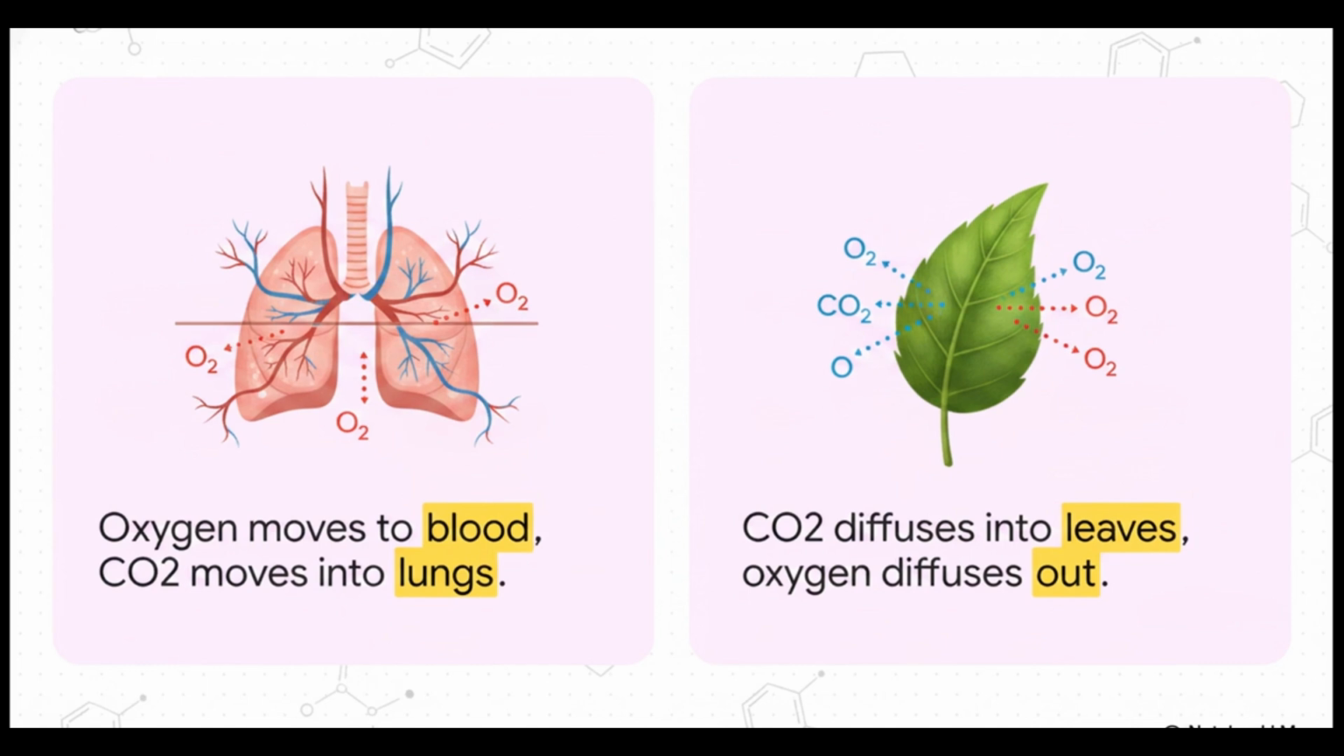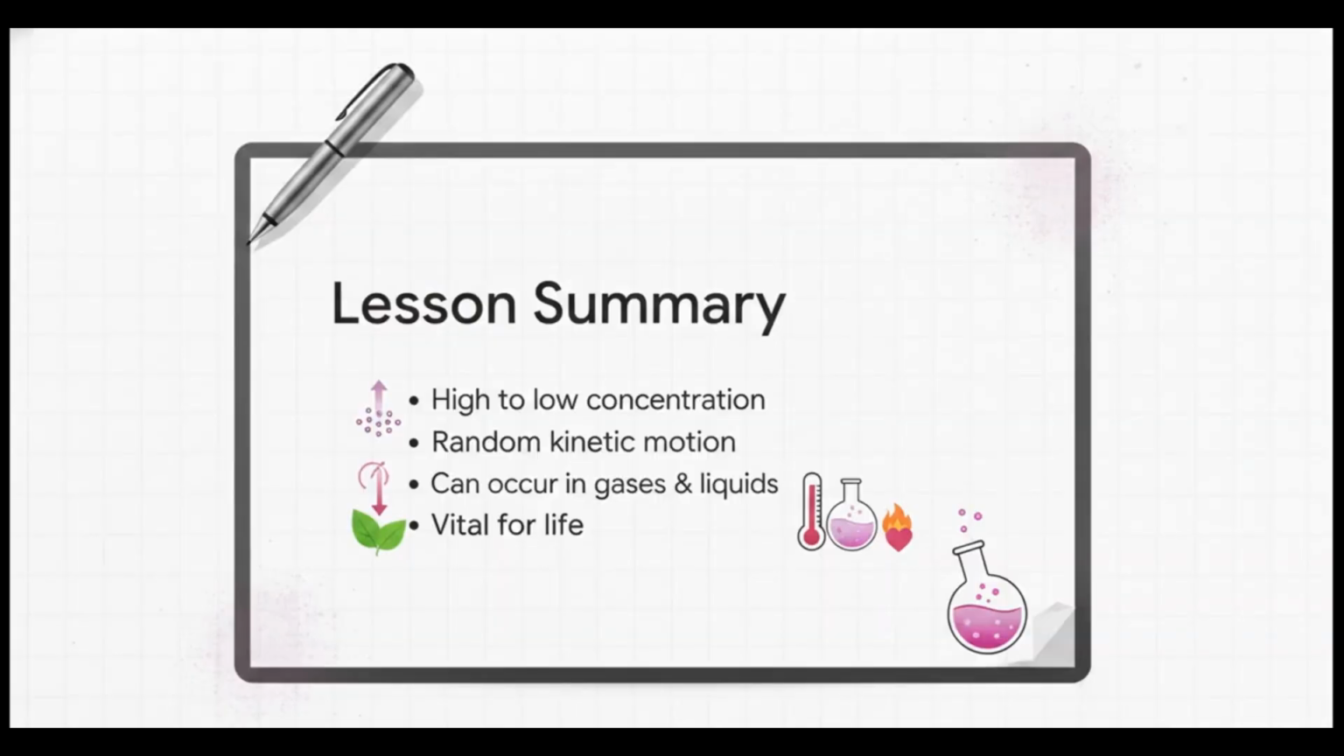Now, look at plants. They rely on the exact same chemical process, just in reverse. Carbon dioxide diffuses into their leaves for photosynthesis, and the oxygen they produce diffuses right out into the atmosphere. Humans and plants are both entirely dependent on the invisible, random movement of particles just to stay alive. It's honestly mind-blowing.